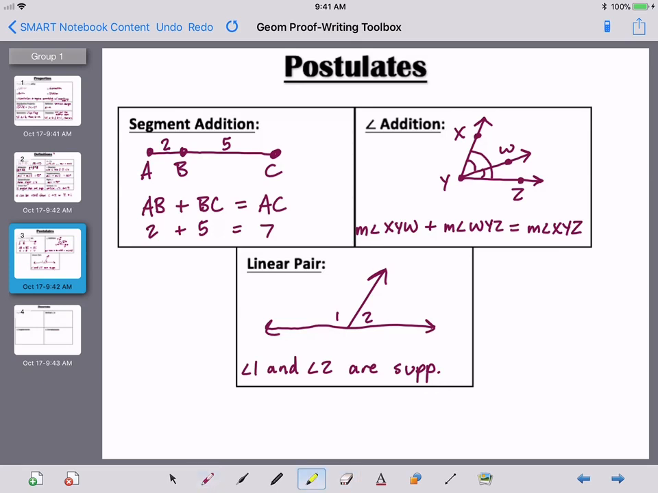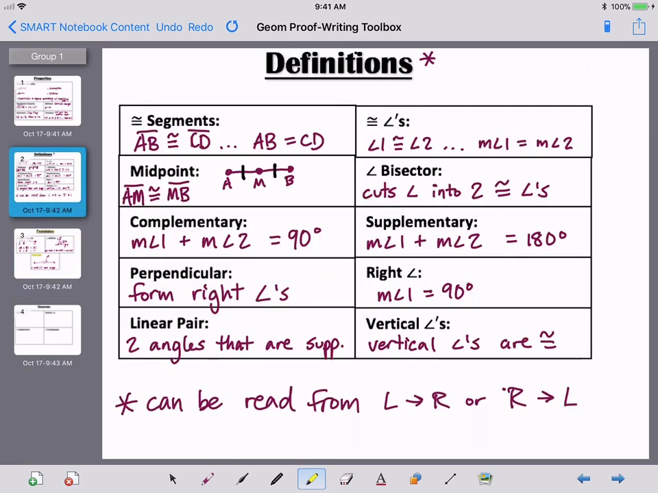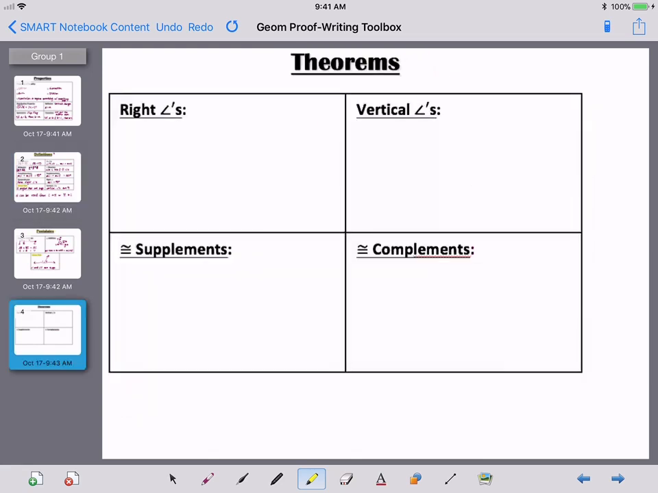Now, one thing that I just want to mention before we finish here is that the linear pair postulate is the same thing as the linear pair definition. So those are interchangeable. For the rest, there is one definition or one postulate that you can use when we're doing our proof writing. So use this toolbox. We're going to get to the last part, theorems, when we get into section 2.7. So just hold off on these. We will finish these in lesson 2.7.